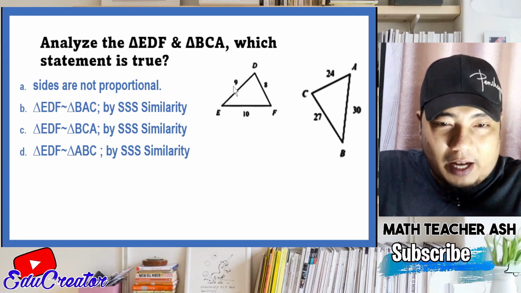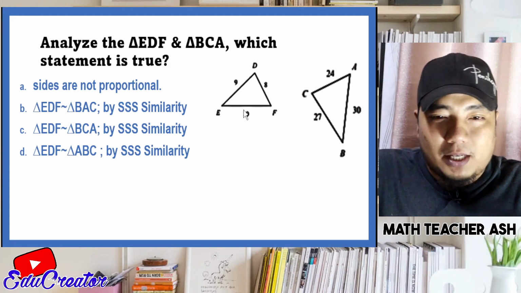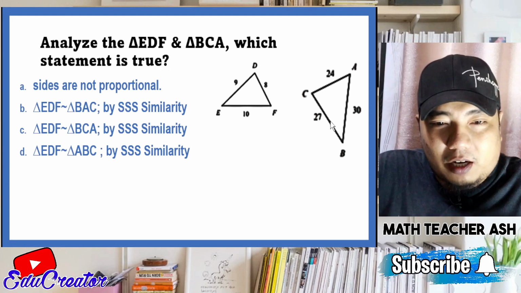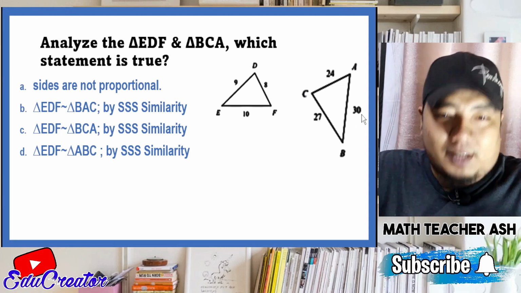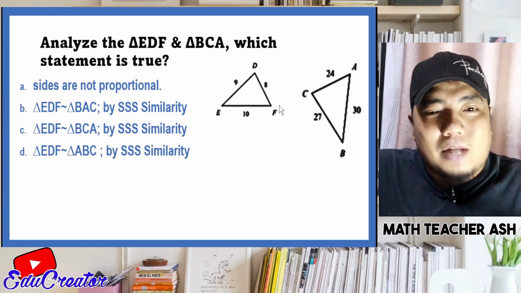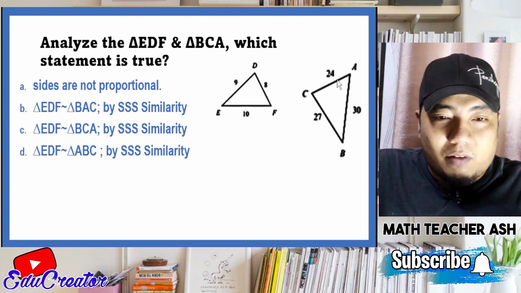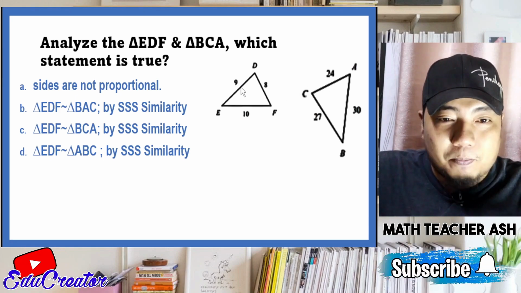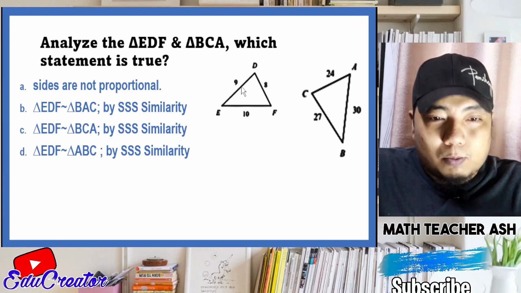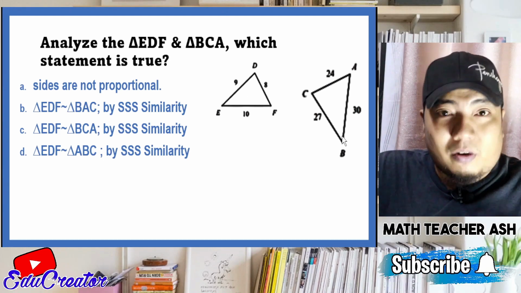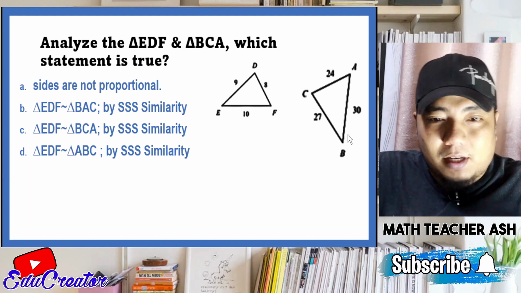So we have here 9, 8, and 10. So bigger, the small, and the biggest. So which is the bigger here? So this is the one, 27. The smaller and the biggest, or the longest, sorry. So now we can say that our smallest 8 became 24, so that is times 3. Our 9, the longer, was multiplied by 3, the answer is 27. Correct, they are proportional. And the last one, we have 10 times 3, that is 30.